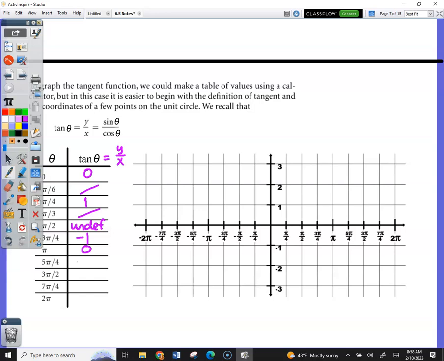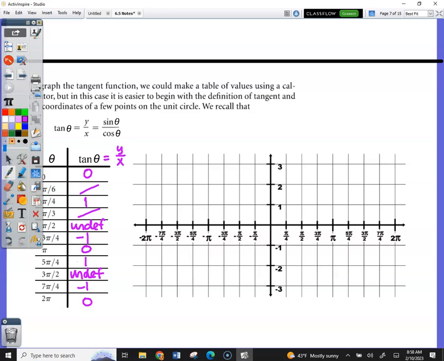5 pi over 4, you should get 1. 3 pi over 2, that's due south. You should get a problem. 7 pi over 4 is going to be negative 1. And then 2 pi is a full rotation.